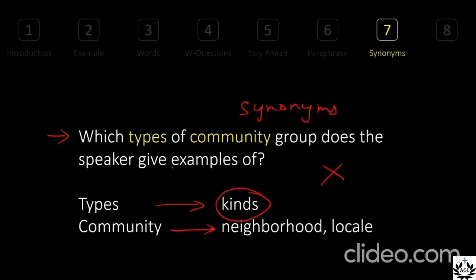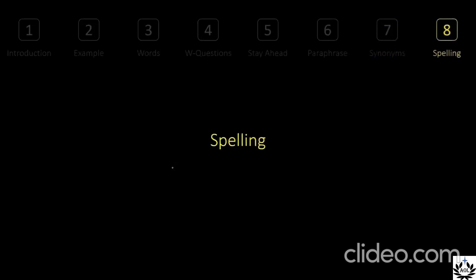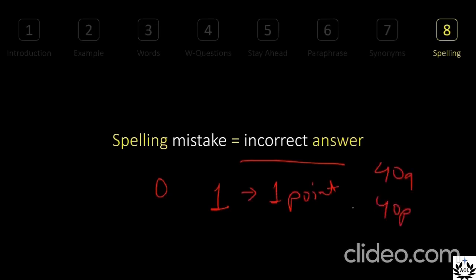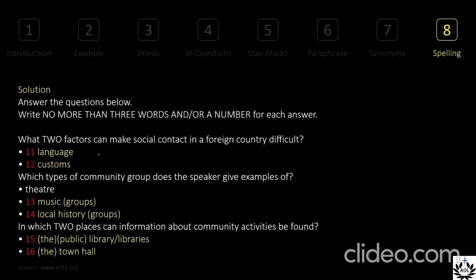The last but not the least are the spellings. If you have spelling mistakes in an answer, it's definitely incorrect. Of course, an incorrect answer means no score, so you get 0 in that question. And in listening, 1 correct answer gets you 1 point. Do you remember how many points we have in total? 40 questions, hence 40 points, right? This is what we did today: languages and custom.